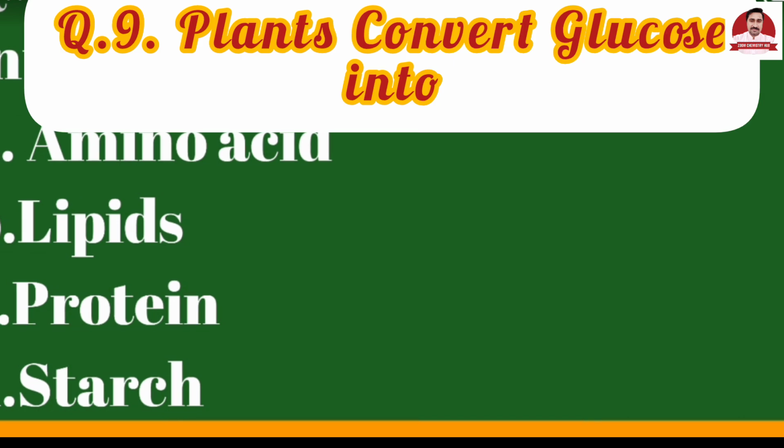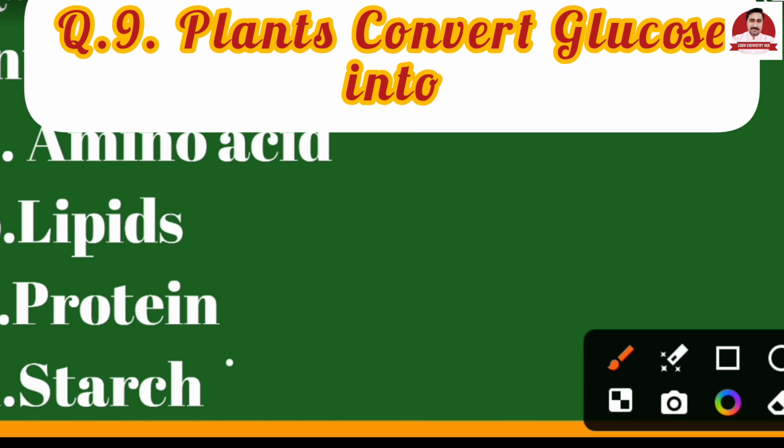Next question, question number 9. Plants convert glucose into amino acids, lipids, proteins, or starch. So the plants convert glucose into starch. So option D is correct. The plants convert glucose into starch in their bodies.